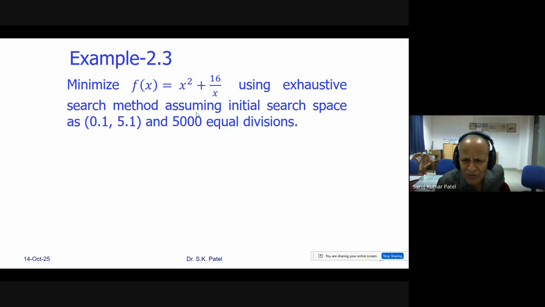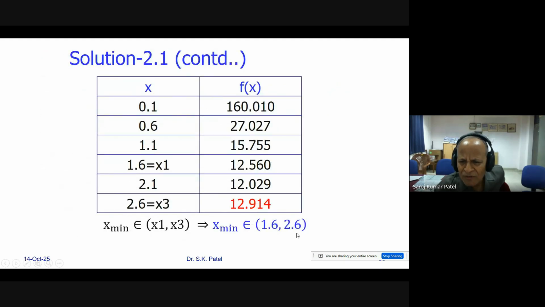If you observe carefully here, this width of interval is how much? 2.6 minus 1.6 is how much? 1. This 1 means 2 into 0.5, and 0.5 is the width of the subinterval, d. That means this width of interval is twice d, where d is the width of the subinterval. Here you see the step size is 0.5. Then 0.6, the next value is 1.1, so 0.6 plus 0.5 is 1.1.